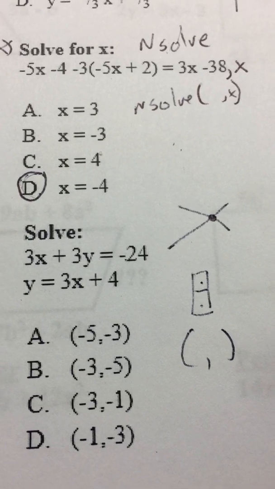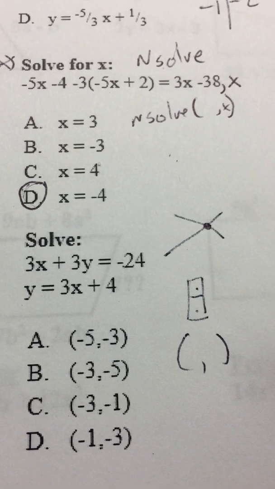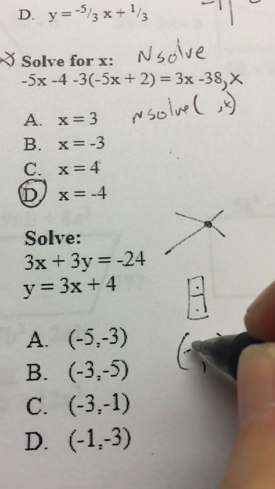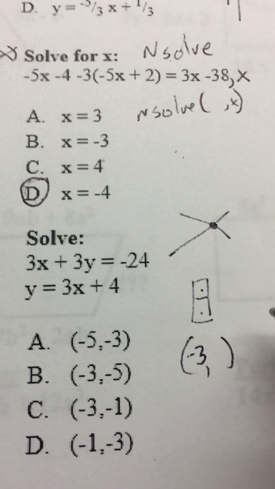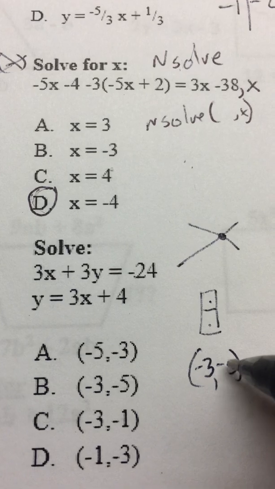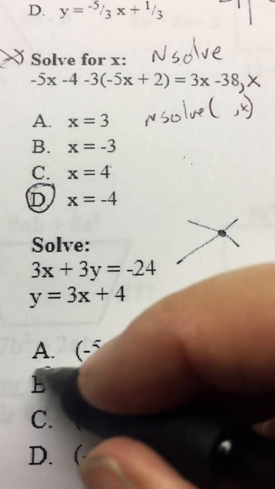Okay, hopefully you paused the video and you've gone and done it and you found out that X was -3 where they intersected and Y was -5. So what answer matches that? It is B.